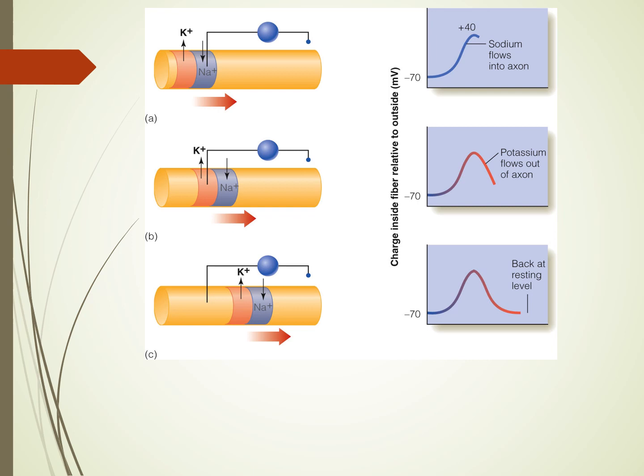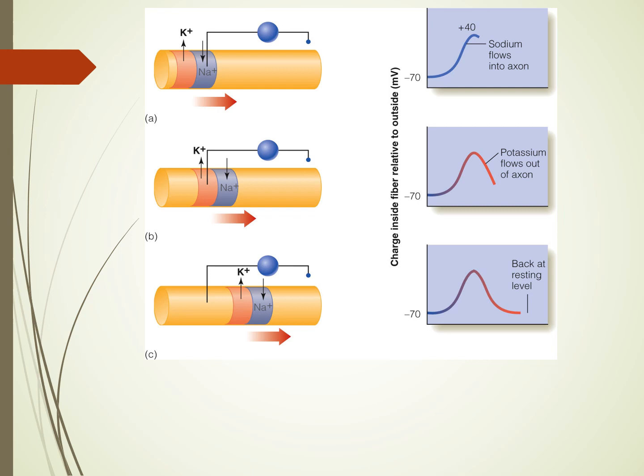So here's my neuron at resting potential at negative 70 millivolts. I open my sodium channels and sodium flows in. And so now we're going up from negative 70 millivolts, up and up and up to positive 40 millivolts. And you can see they're trying to show this with the blue part of that band now. That's the sodium flowing in.